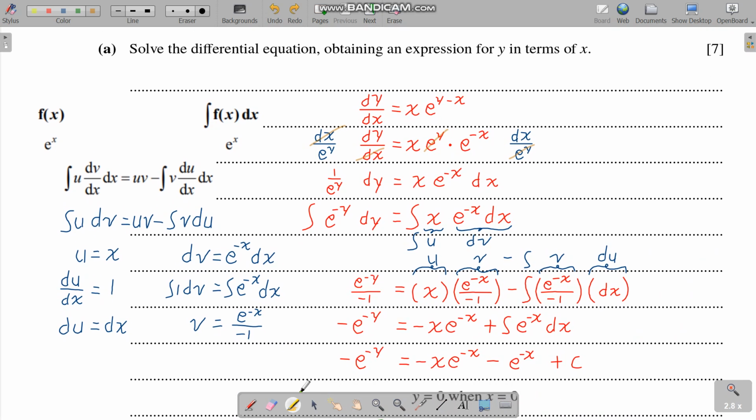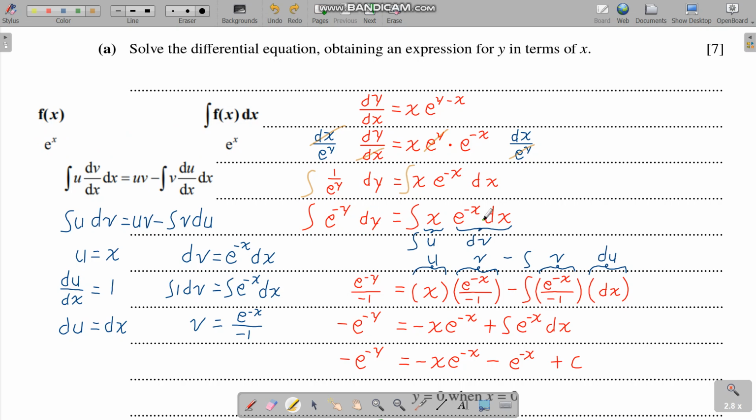So the next step is to integrate both sides. When we integrate 1 over e to the power of something, this is exponential, so we should use e to the power of minus y instead of 1 over e to the y. So we use negative power and then we use this rule. So this is easy to integrate.